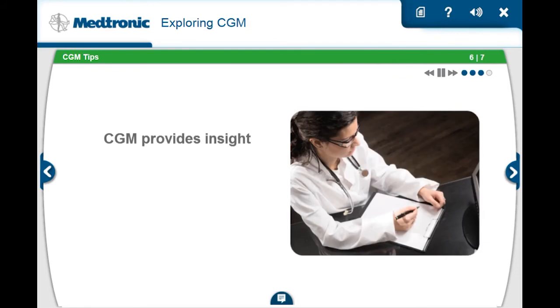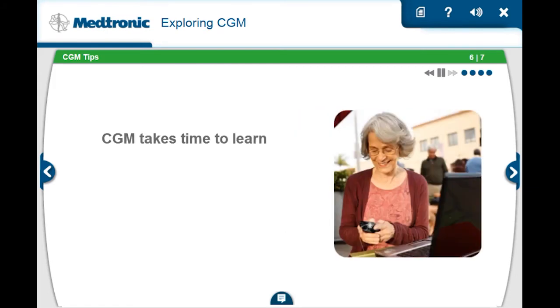Secondly, remember that CGM doesn't automatically give you better control. It's a tool that you and your healthcare professional will be able to use to get insight into what's happening in your body and learn how to shape your insulin delivery to better fit your individual needs. And lastly, CGM takes time to learn. Expect that it will take a little while before you feel comfortable with the technology and know how to use the information you're receiving. Between your healthcare professional and Medtronic, you will have the help you need along the way.